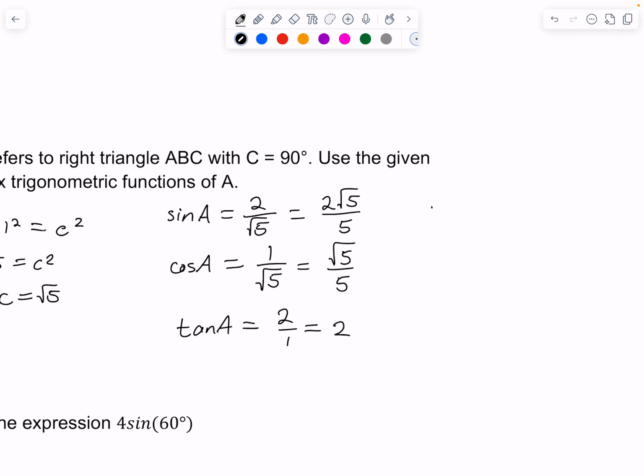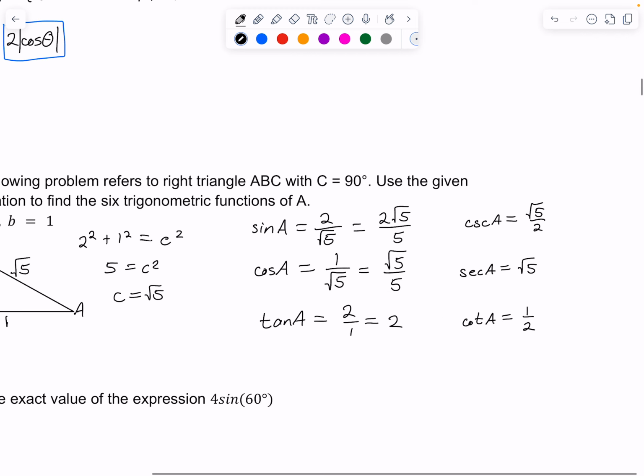And then from here, I can say the cosecant of A is sine flipped over, so it'll be root 5 over 2. The secant of A is cosine flipped over, so it'll just be root 5. And then the cotangent of A is tangent flipped over, that'll be 1/2. And these are our final answers.